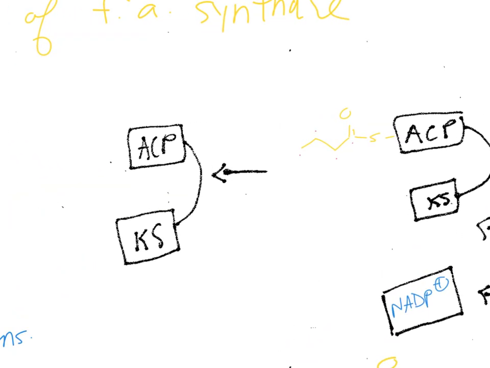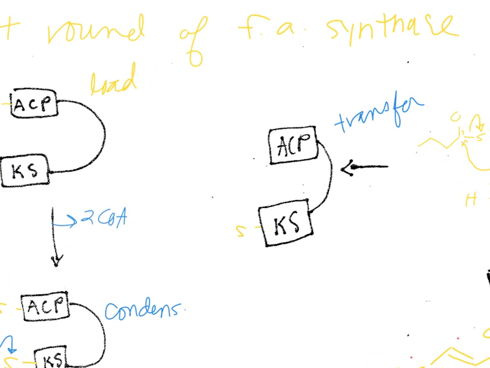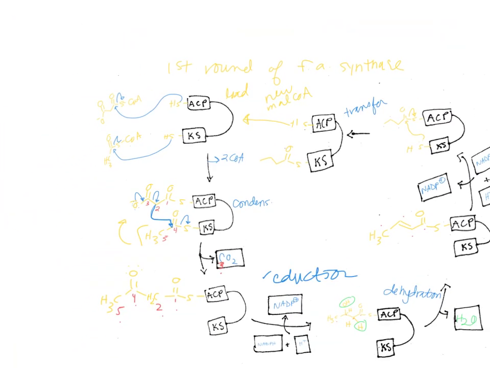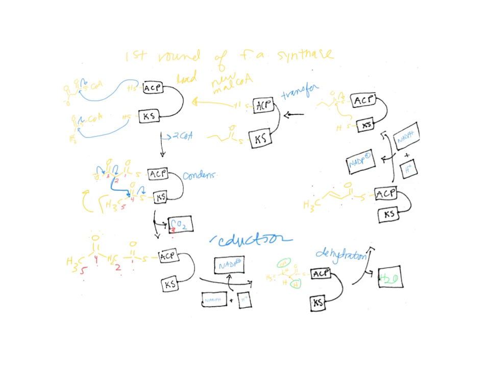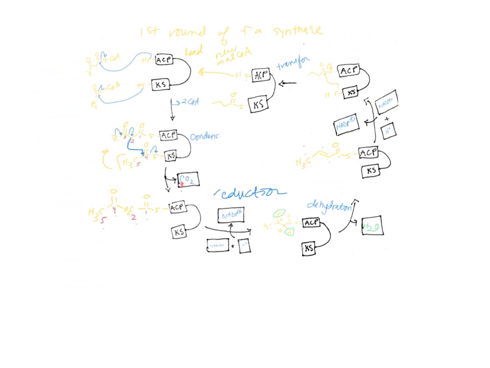Okay, and then the very last step is a transfer step, where the growing carbon chain is going to be moved onto KS. Okay, and the reason that it's moved onto KS is because the new malonyl-CoA always enters onto ACP. So that gets us back to the beginning here. And we don't add in a second acetyl-CoA because we've already got the KS region started. So that's why we only start with 1 acetyl-CoA, but every time we add in a malonyl-CoA.